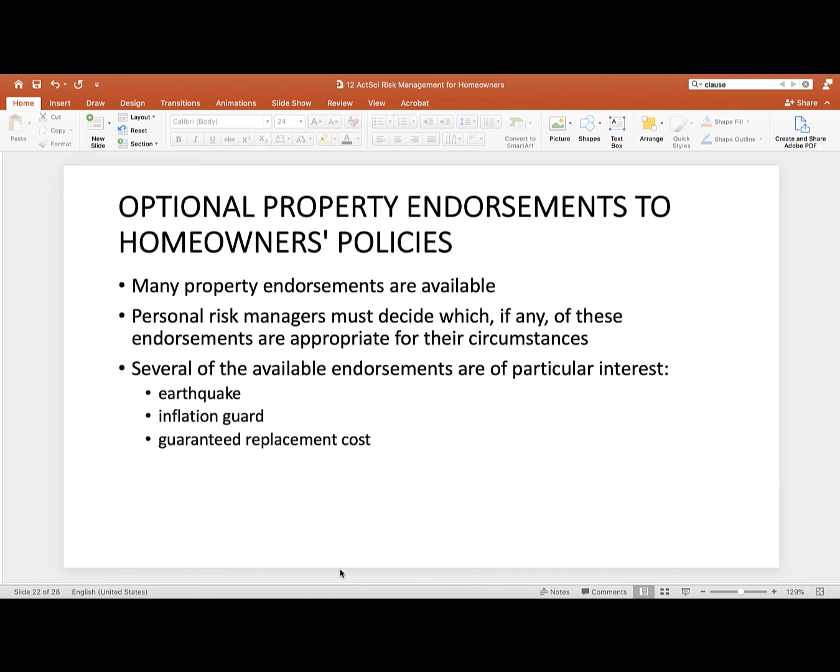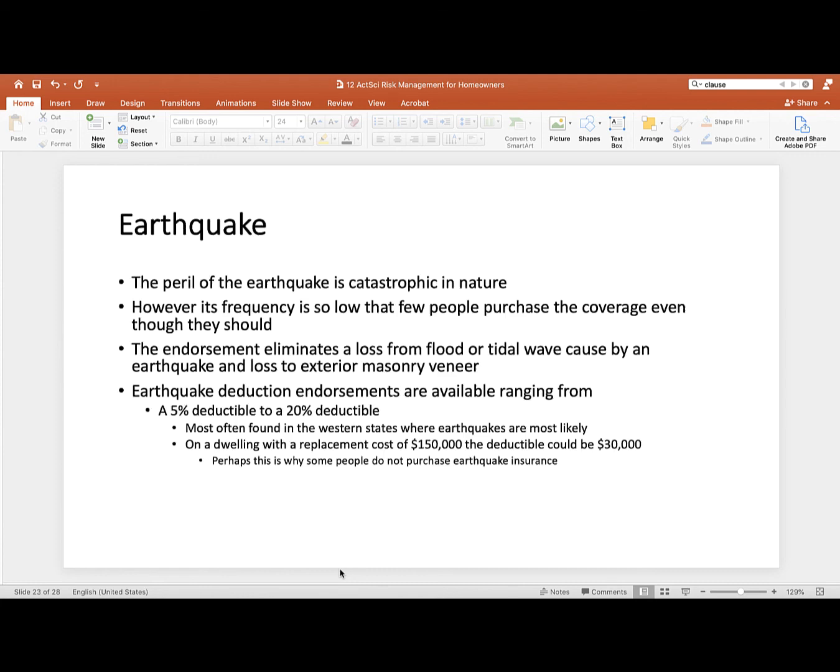You have to be very aware of what the meaning of words is. An insurance endorsement may be used to add, delete, exclude, or otherwise alter coverage. So risk managers, whether personal or working for a company, have to decide which, if any, endorsements are appropriate for their circumstances. There are several. We're just going to look at three of them: earthquake, inflation guard, and guaranteed replacement cost.